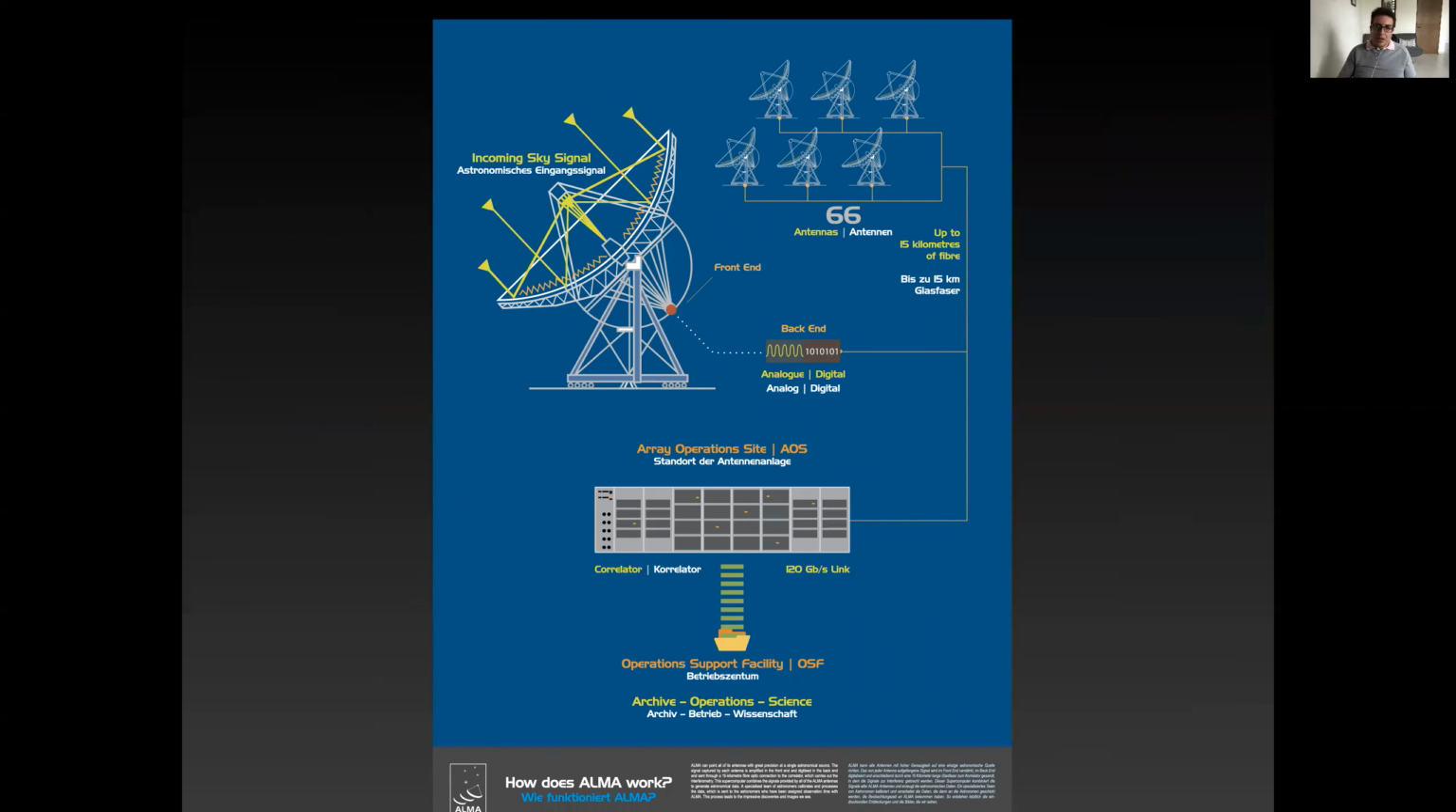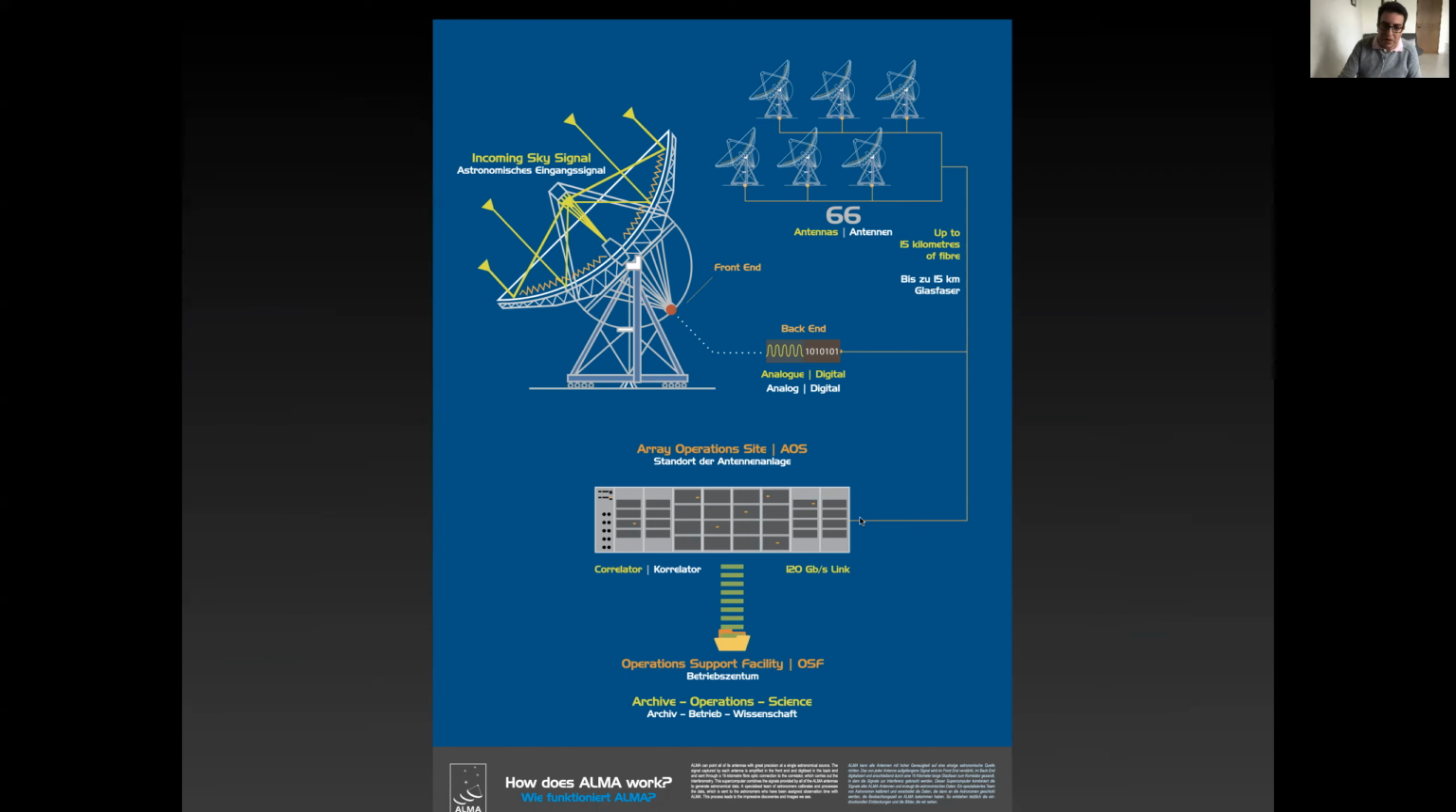You can see the signal from the many stars, the 60 signal stars. You can see the incoming signals hitting these parabolic dishes. All the light is reflected and sent to the front end. The signal that is not digital is transformed in the backend, and after this it is sent to the real brain of the telescope, the correlator.